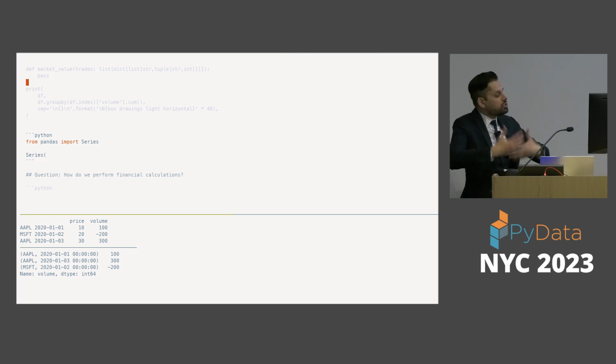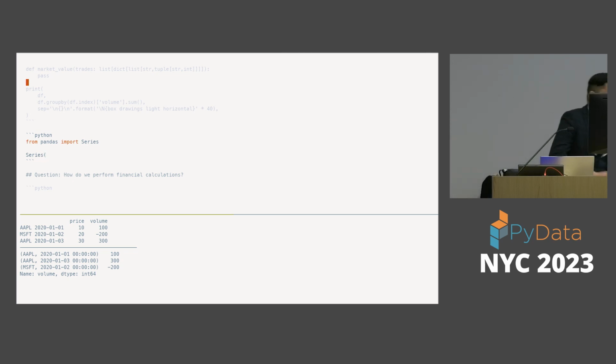Because every trade has 2 parts to it, doesn't it? It has what you bought and how much you bought it for. AAPL at $300 a unit. How do we represent that as a pandas series?